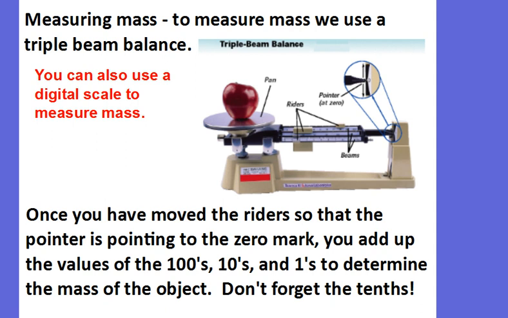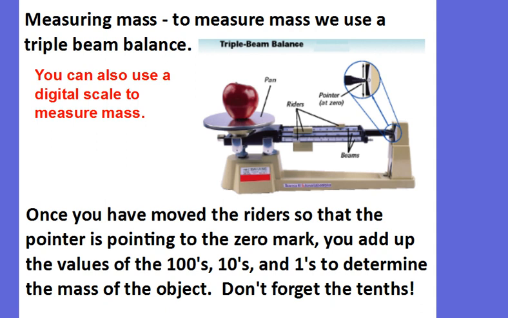So again, when we're measuring matter, if we want to measure the mass, we can use a triple beam balance. We practice with those a little bit. You can also use a digital scale to measure the mass. Okay, many of you probably have little digital scales at home for measuring food, and you can choose on those. Usually you can choose between grams and ounces, but we measure in grams in science.